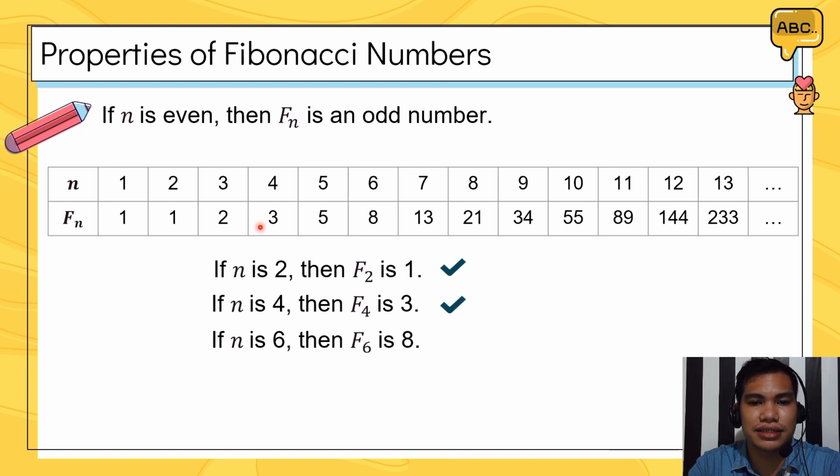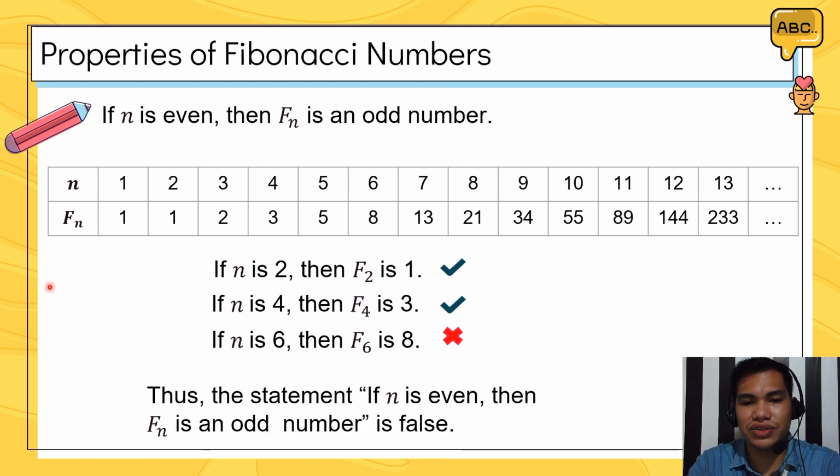Next, if n is 6, then f sub 6 is 8. Kay si 8 dili man na siya odd, even number man na siya. So meaning that is not correct. So, what will be our answer? Thus, the statement if n is even, then f sub n is an odd number is false, meaning sayop na siya nga statement. That is not true. Napakita man nato nga dili siya tinuod sa tanan.